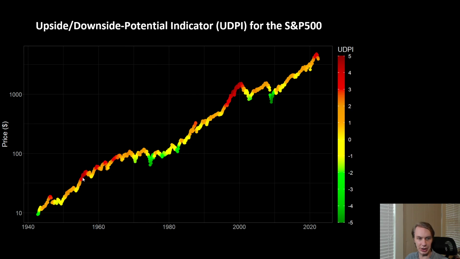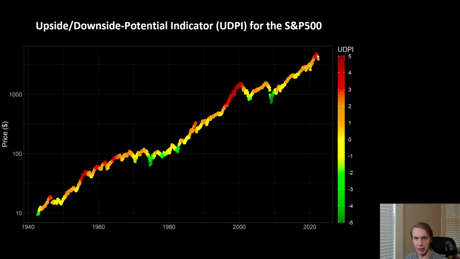And so this is just the risk level, with -5 being high risk and 5 low risk, overlapping the S&P 500 value across time. And what we can see is that it does do a pretty good job of quantifying these high and low risk points in the stock market.